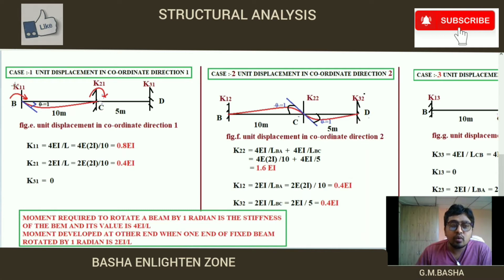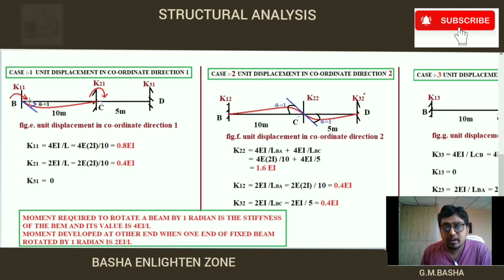And at the same time, I am telling you that we are applying a unit displacement in coordinate direction 1. So what is that unit displacement? Whenever you apply unit displacement here, how much moment will be developed here? That one will be equal to 4EI by L. In what way did you obtain that? Based on the slope deflection equation only you obtain that.